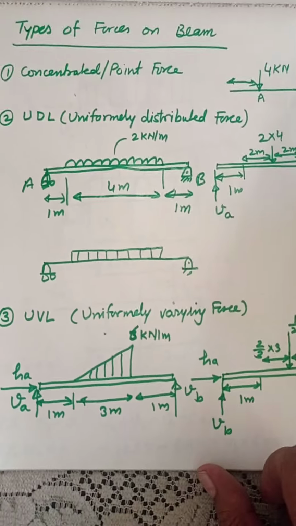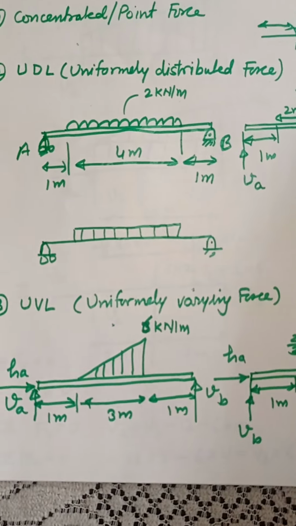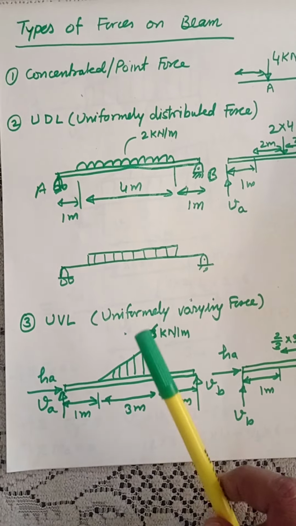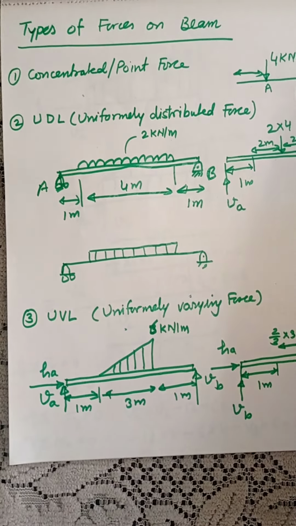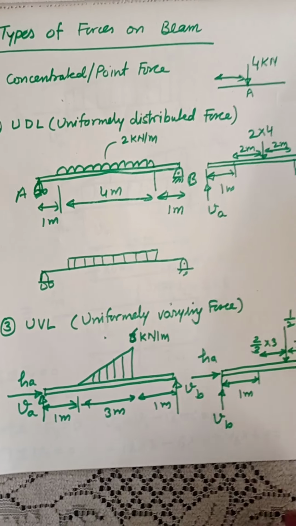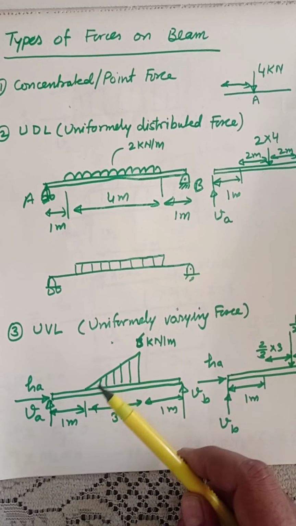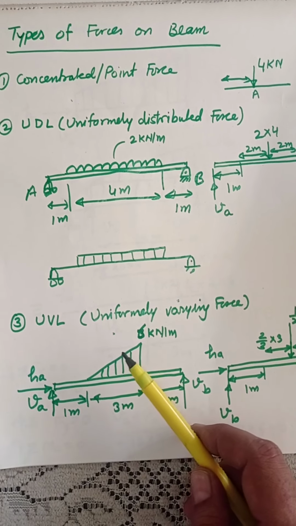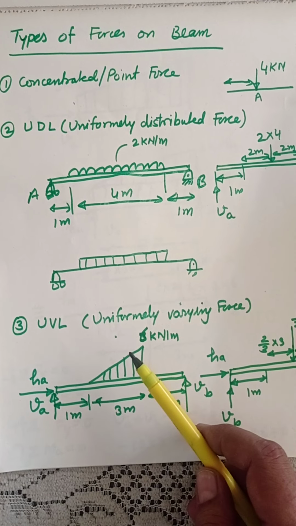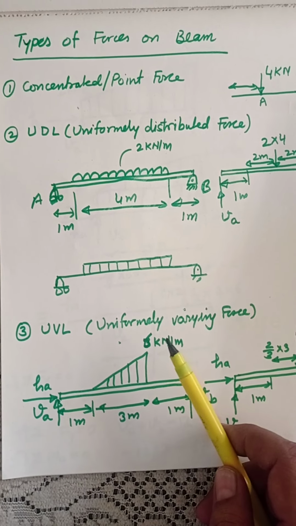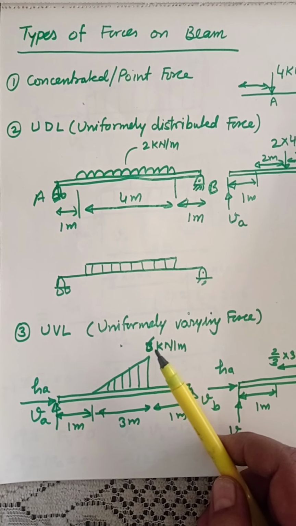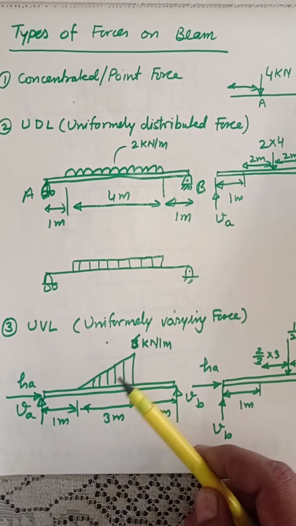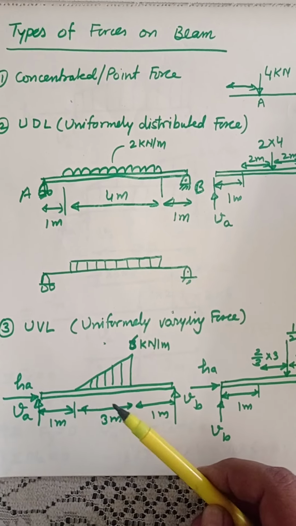Another kind of problem you can have is UVL, uniformly varying load. In UDL, you have a constant force throughout the length, but here the amount of force is continuously increasing. At this point it is 0 kilonewton per meter, but it continuously increases, and here it is 6 kilonewton per meter. So when we have to take the total force, we have to take the area of this triangle, that is, the average force is going to be 0 plus 6 by 2 multiplied by 3.